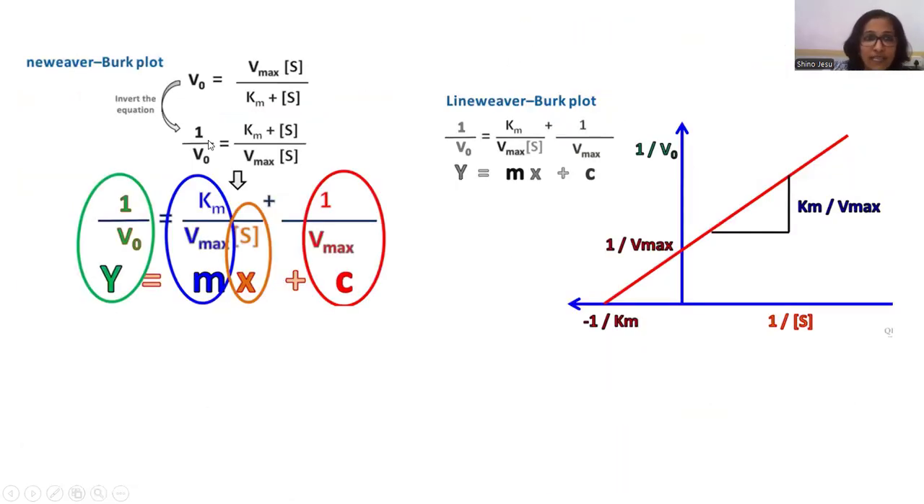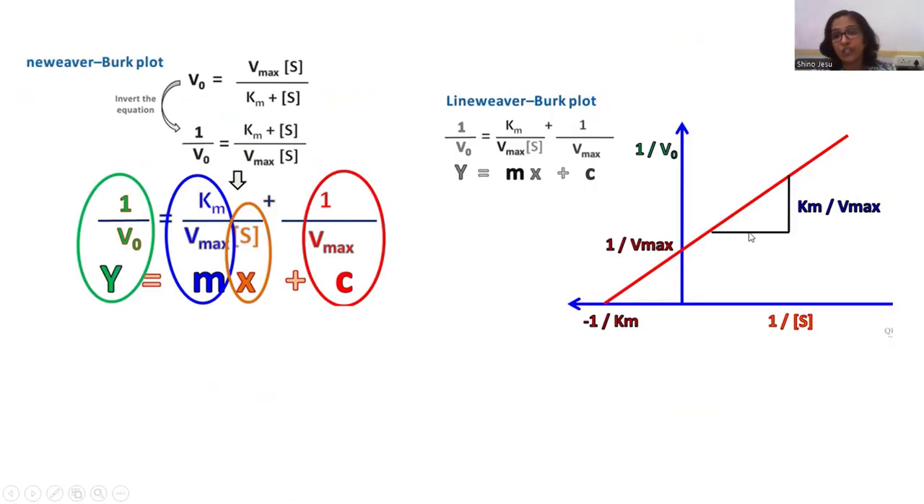So now we have got it like this. As I told, 1 by V naught is equal to Km plus substrate concentration upon Vmax into substrate concentration. So now this is in the format where y is equal to mx plus c, which is a linear equation. So y is 1 by V naught, Km by Vmax is the m, the substrate concentration becomes x over here, and 1 by Vmax is the c.